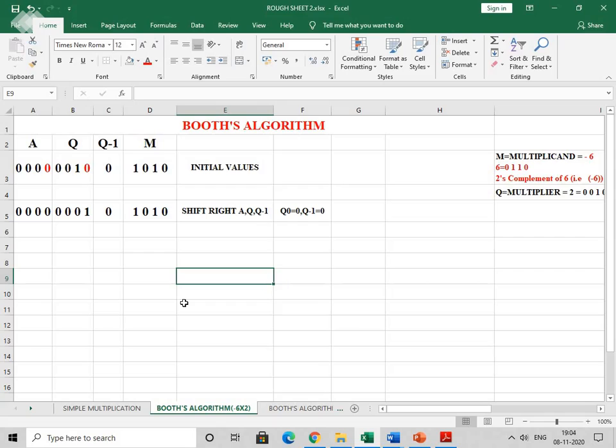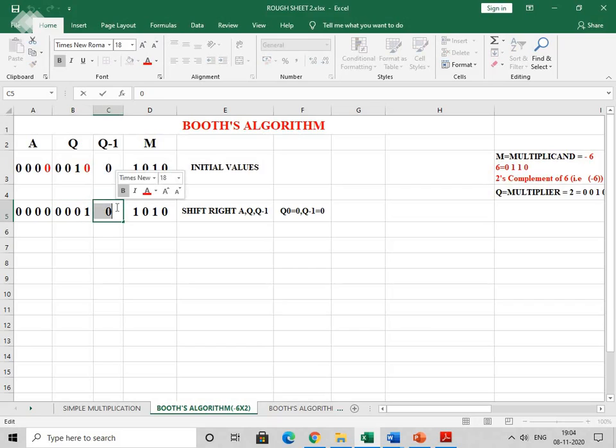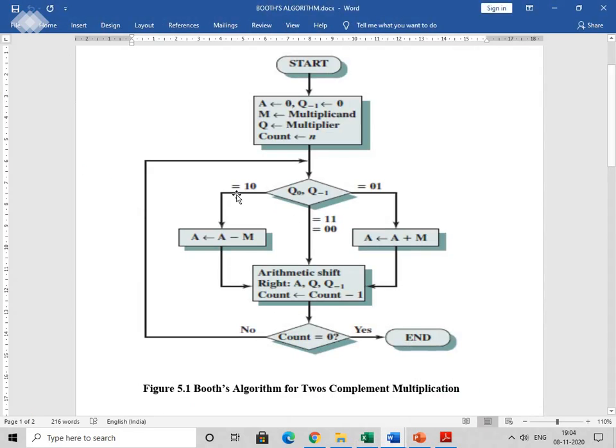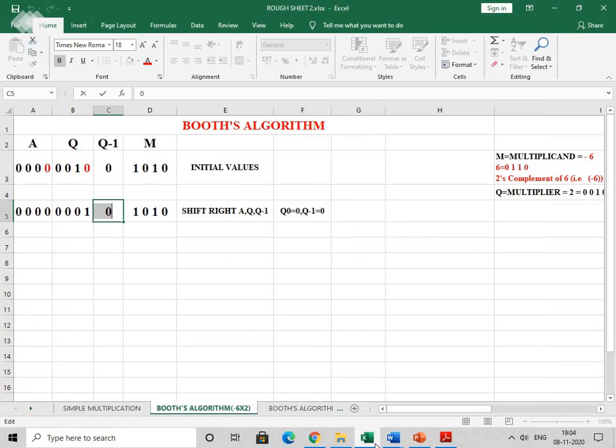Now after that, again observe, we will be scanning this Q0 bit and Q minus 1 bit always. Who does this? The control unit will be scanning all the bits of Q, right? So here the Q0 bit is 1 and Q minus 1 bit is 0. So let's check what is there in the flowchart. When it is 1, 0, then we will be subtracting M from A. That means we will be adding the 2's complement of M with A and then storing the result in A. So let's do this operation.